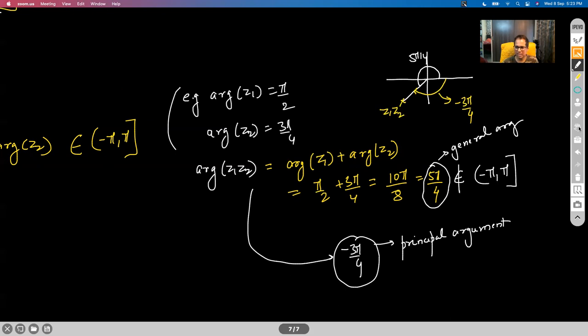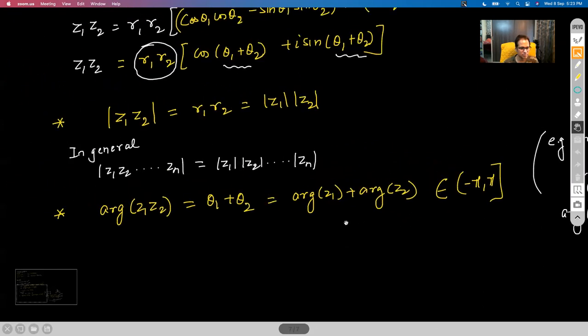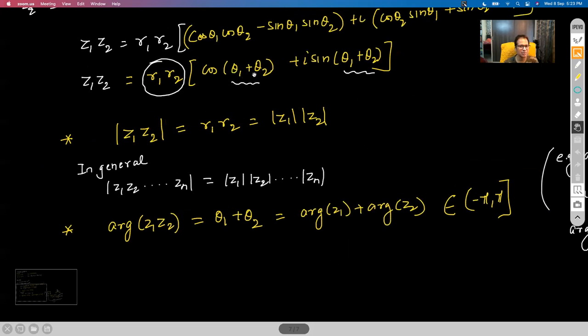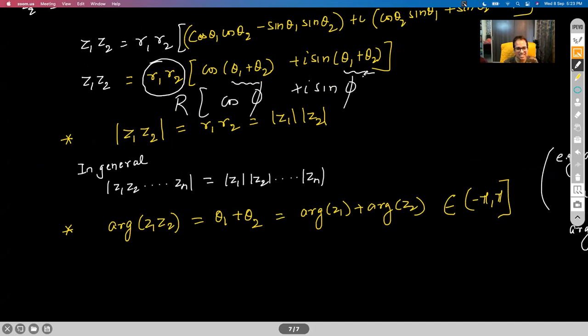How do you conclude the third result? No, the white one is a part of the first one. You're talking about the yellow, the last one, right? Yeah, can't you see it? This is theta one plus theta two. Read this. This is like R cos phi plus I sin phi. So what is phi? Theta 1 plus theta 2. And phi is supposed to be the argument of the product, whatever complex number has come out as the multiplication end result. So argument of Z1 into Z2 is phi, and phi is theta 1 plus theta 2. That's how this result comes.